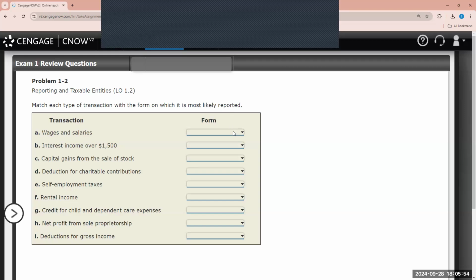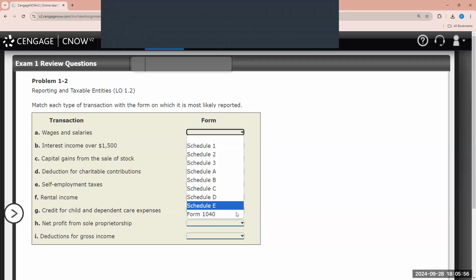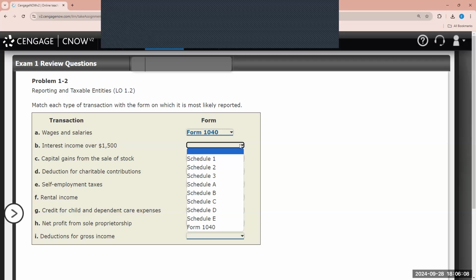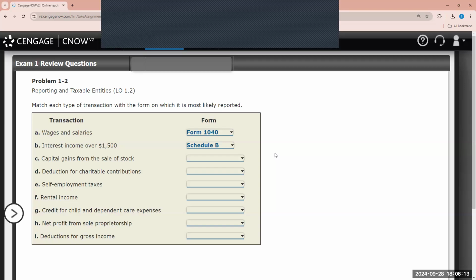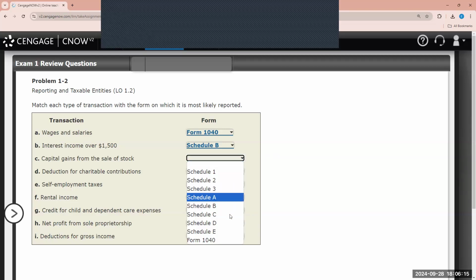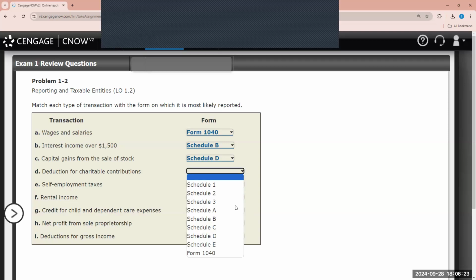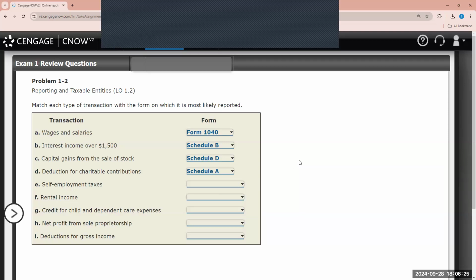Wages and salaries are reported directly on Form 1040. If there's interest that's over $1,500, that's the key thing. If it is less than $1,500, it's reported directly on the Form 1040. But when it is $1,500 or more, it is reported on Schedule B. Capital gains from the sale of stock would be reported on Schedule D. Deductions for charitable contributions would be on Schedule A, for itemized deductions.